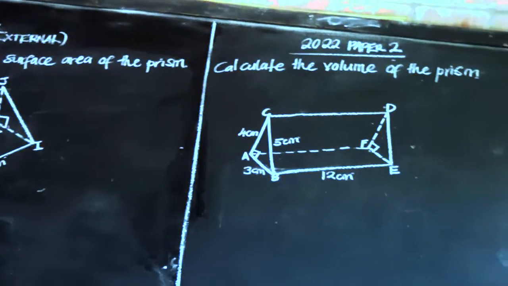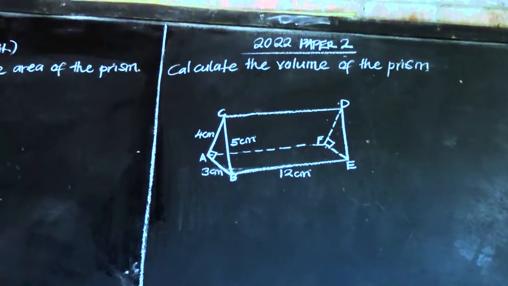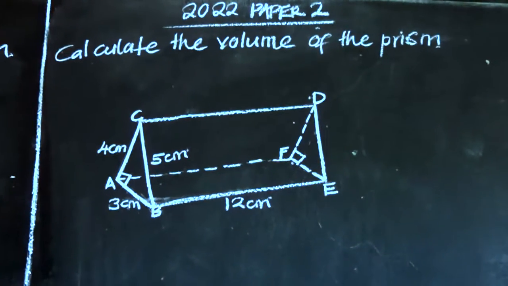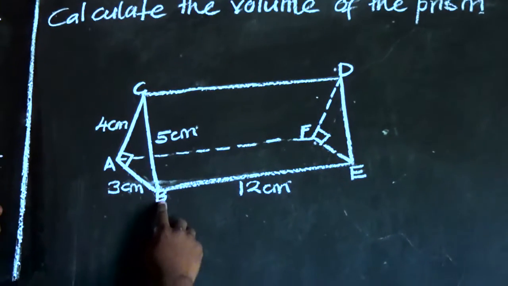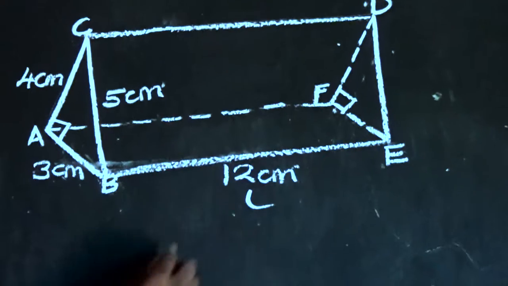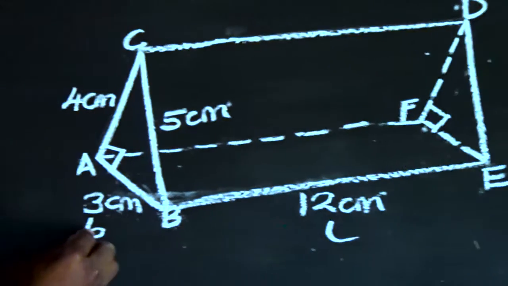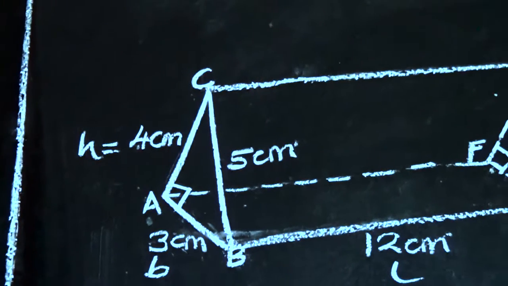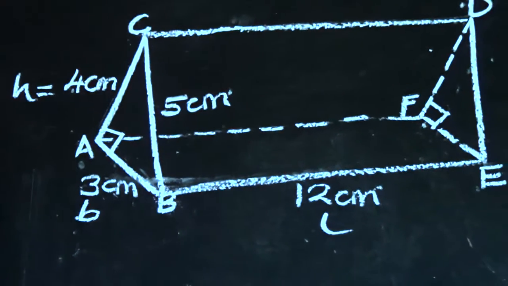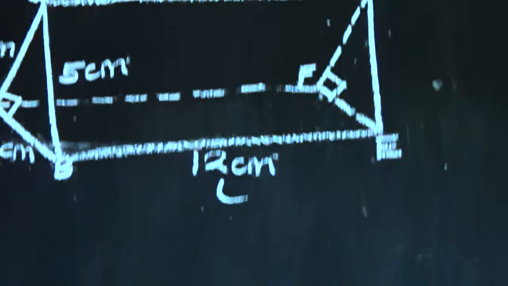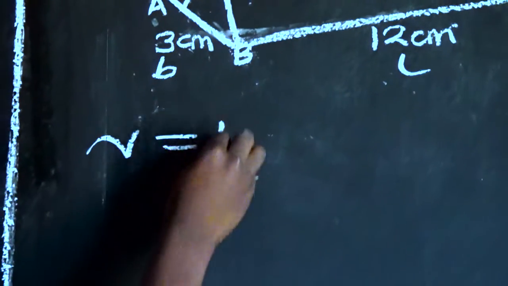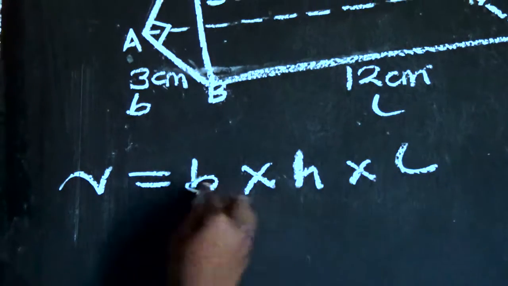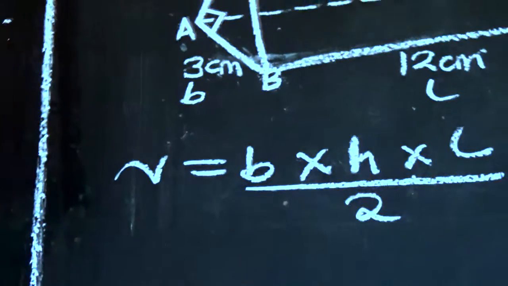Now, let us look at 2022 paper 2. It says calculate the volume of the prism below. Okay? So we know from B to E, this is our length. Then AB is our breadth. And then SC is our height. So we are going to apply the formula for finding the volume of a triangular prism. So volume is equal to the breadth multiplied by the height multiplied by the length divided by 2. Are we together?